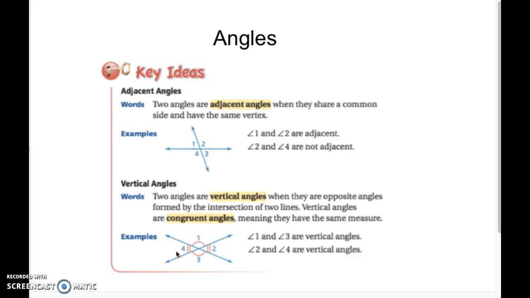Vertical angles are congruent, which means that they have the same measure. Other angles can be congruent without being vertical if they have the same measure.